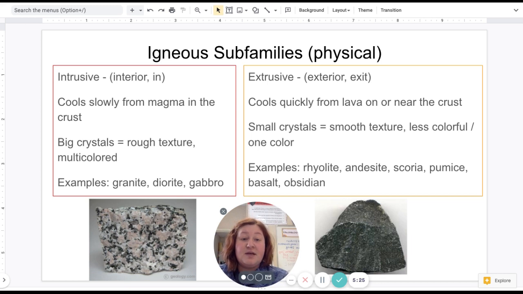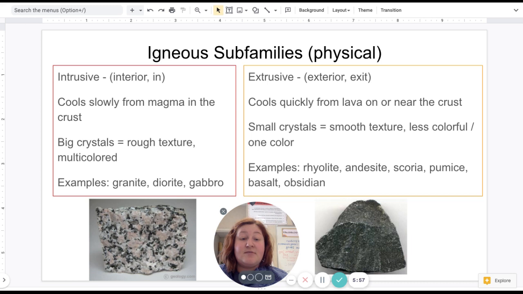Next, we have extrusive. Extrusive, you can think of the word exit or exterior. Extrusive igneous rocks cool on the surface of the crust, or really close to the top of the crust, so it cools pretty quickly. Because it's cooling quickly, we have smaller crystals. What we notice in extrusive igneous rocks is they usually tend to be one color, it's a smoother texture, and we have pretty small crystals, and they're very fine.